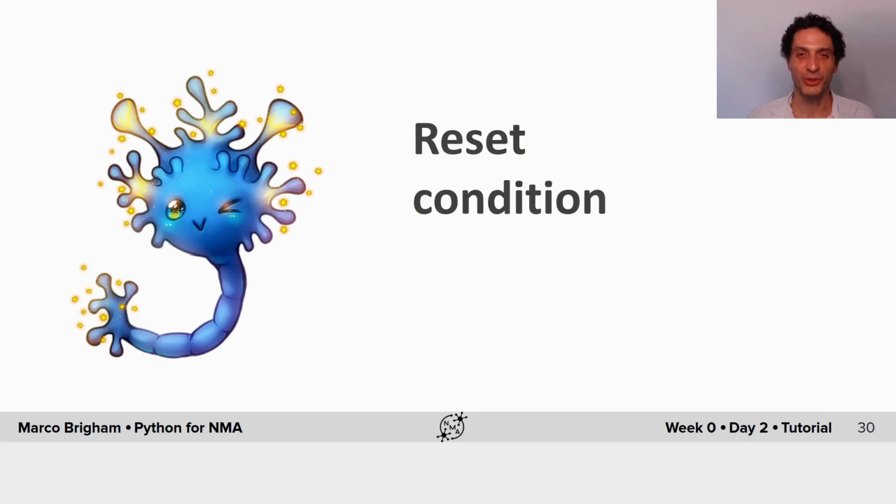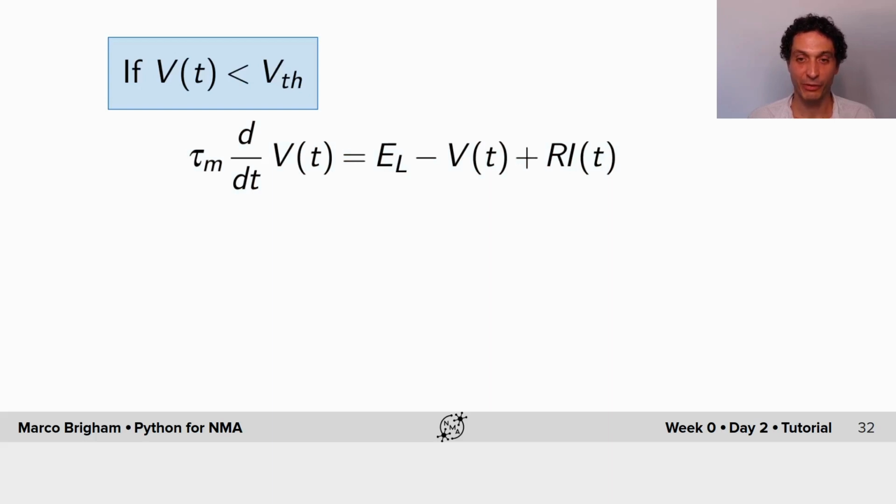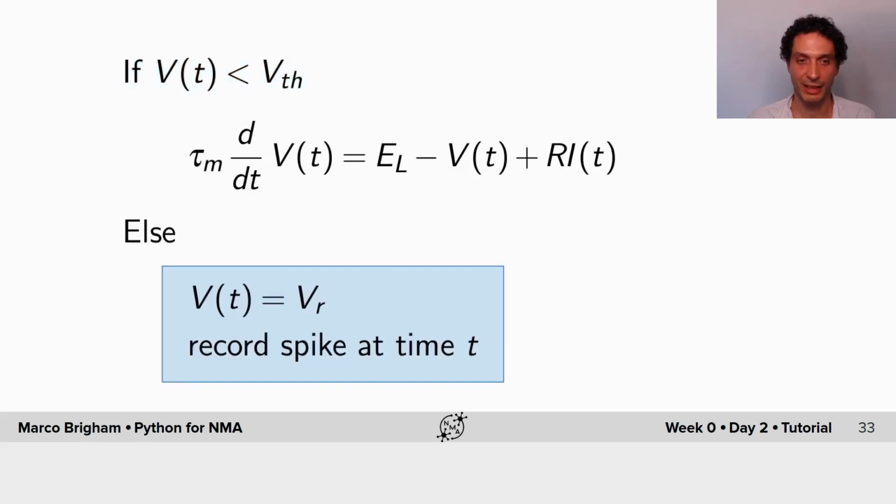Okay, let's go back to neuroscience now, and let's look at the reset condition. So we start from our membrane equation. If the voltage, the membrane potential of the neuron, is below a certain threshold, nothing happens. Once that threshold is reached, then we have a reset of the membrane potential to the resting value, and we have a spike, which we're going to record in our list of spikes in the exercises.